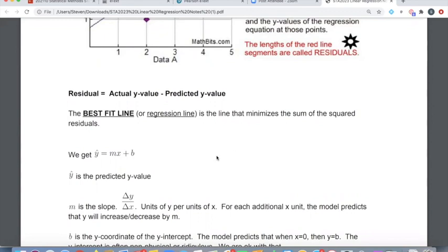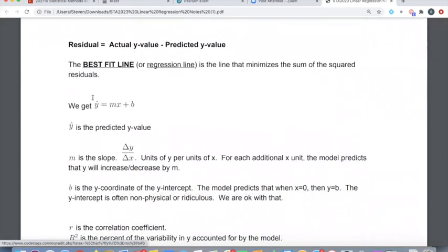You guys have had college algebra. You know what lines look like. Y equals mx plus b. So our y hat here, we call that y hat. That's our predicted y value, what the line says the y value should be. X is our input, our explanatory variable.